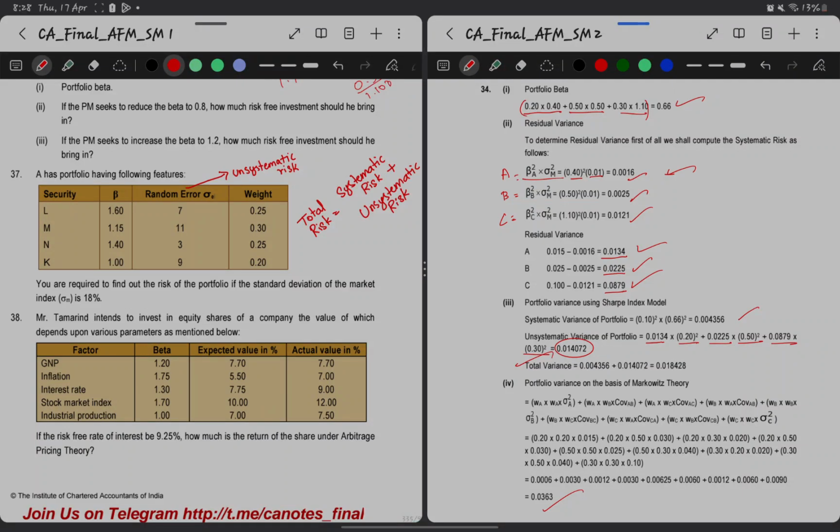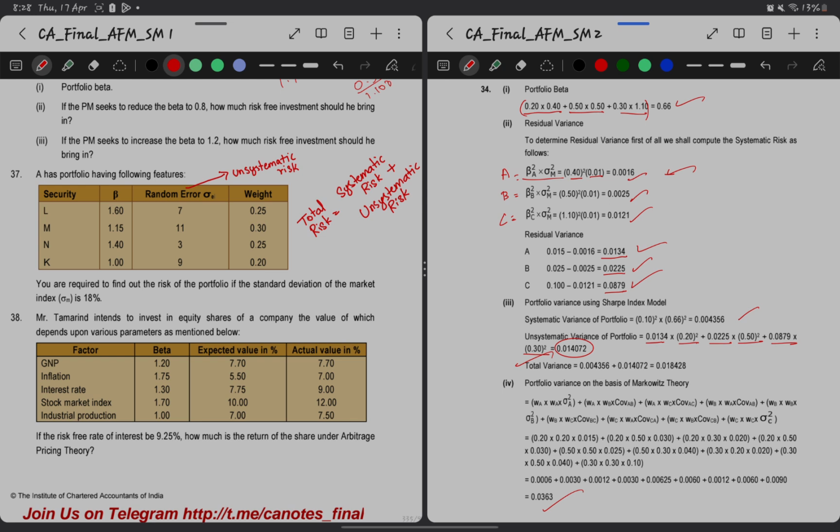Hi CA students, let's revise CA Final AFM Chapter 6 Portfolio Management Practical Question 37. A has a portfolio having the following features. The security is given, beta is given, random error, which is nothing but the unsystematic risk or the residual risk, is given, and the weights of the securities are also given.